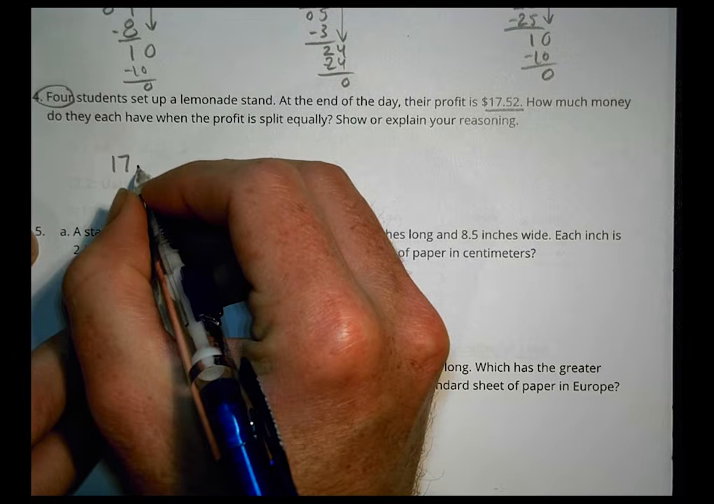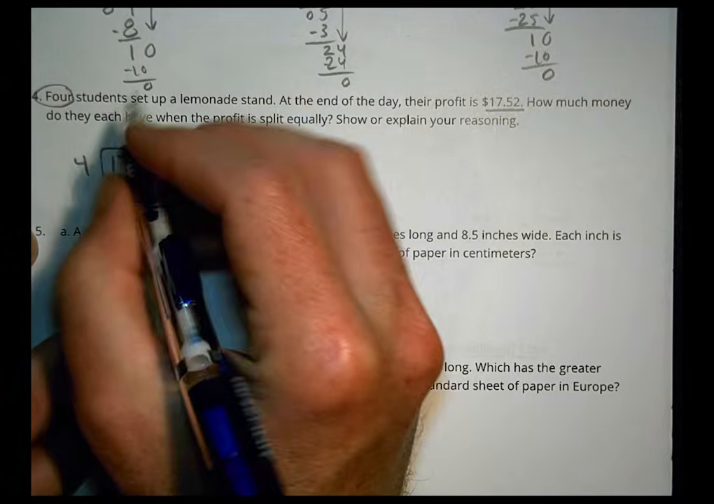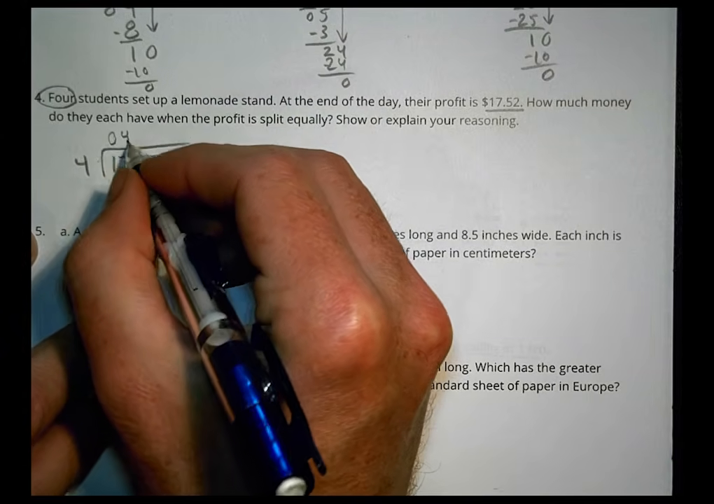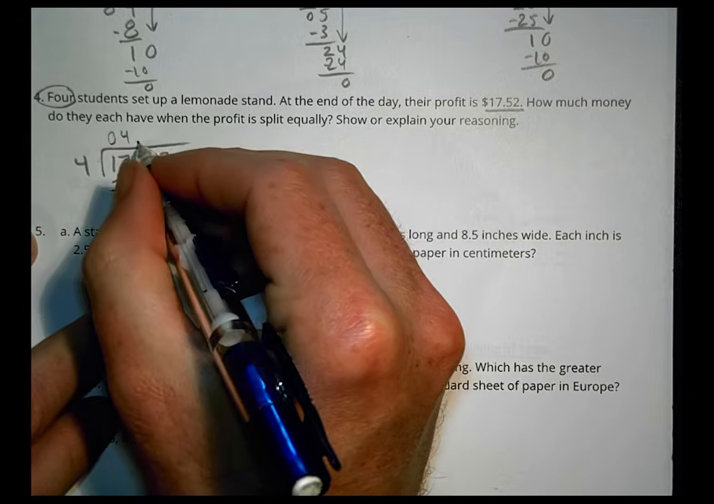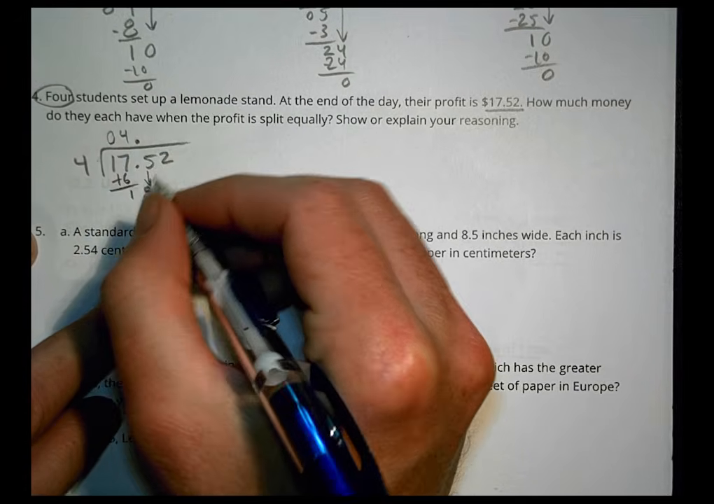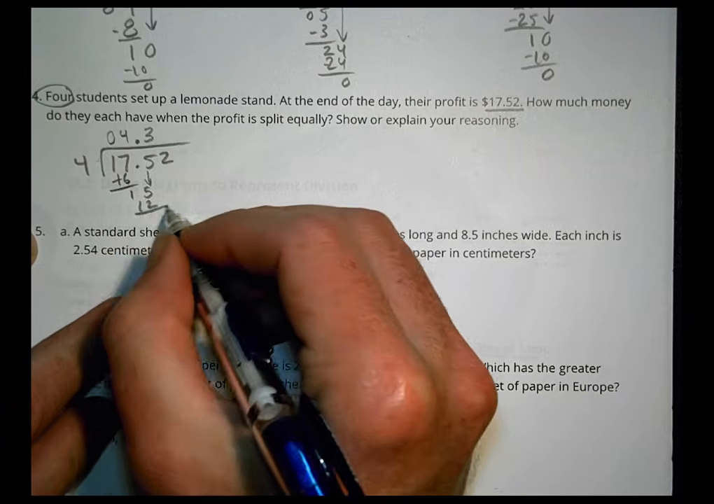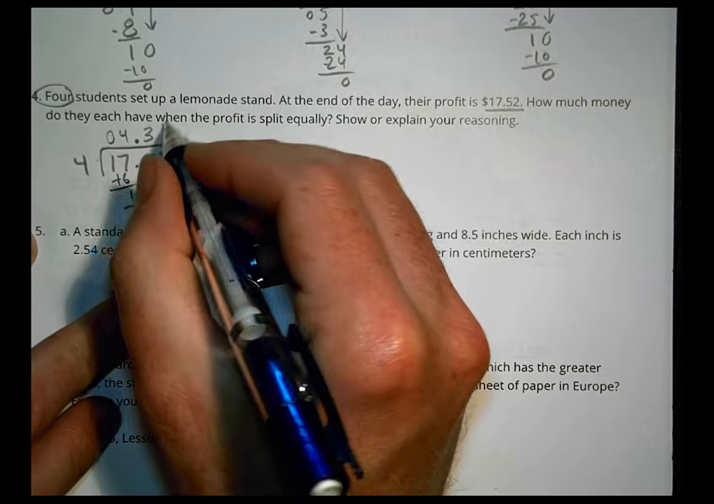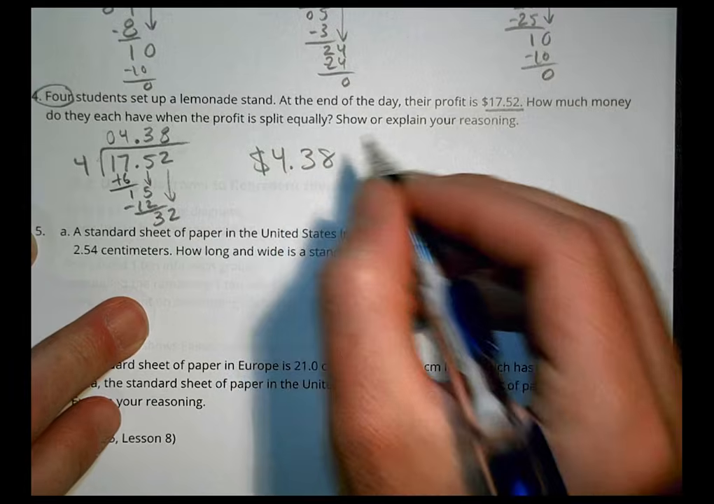So we do 17.52, and we divide that by the 4 people. So 4 goes into 1 0 times. There are 4 groups of 4 in 17. So it becomes a 1, bring down that, decimal goes up. How many groups of 4 are in 15? We'd say 3. 3 times 4 is 12. We subtract, and we bring down the 2, and then there are 8 groups of 4 in 32. So everybody gets $4.38.